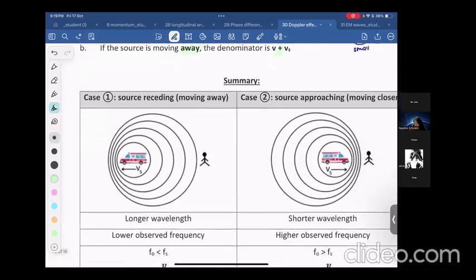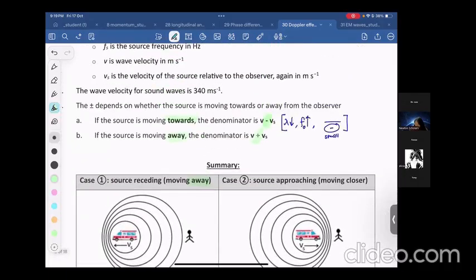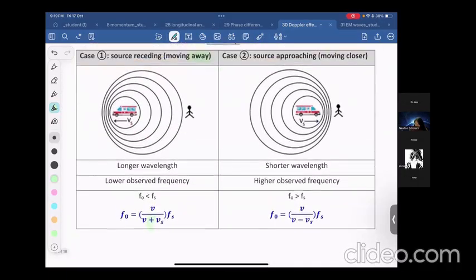So we look at the summary here. When away, we use plus. When closer, moving towards, we use minus. When moving away from you, the wavelength becomes longer. I pull the slinky spring away and the distance between the coils increases. So with a longer wavelength, your observed frequency will be lower. We use plus so that at the end the observed frequency is a smaller value.